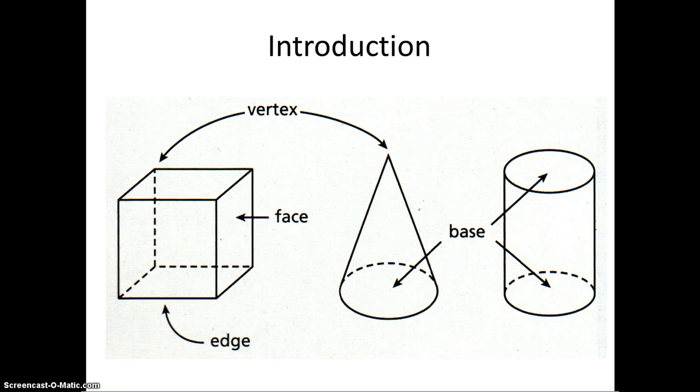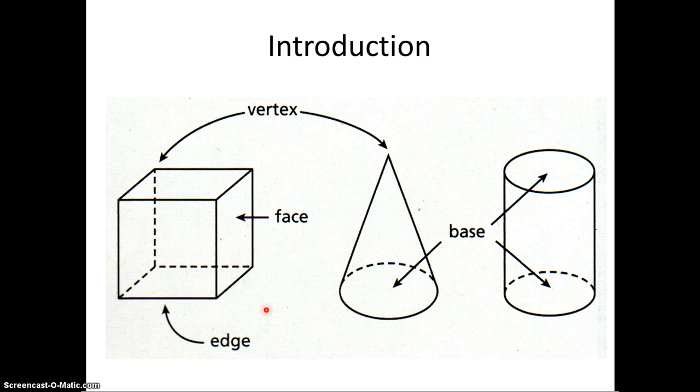The next term is face, which kind of suggests exactly what it is. Notice that this right here would be considered a face. This square of this cube would be considered a face. So altogether, this cube would have 6 faces total: 1, 2, 3, 4, 5, and 6.